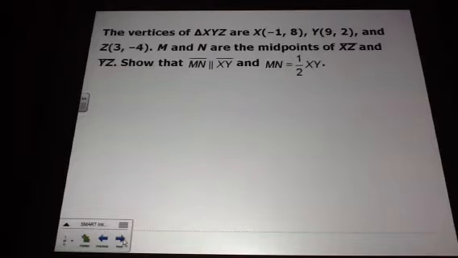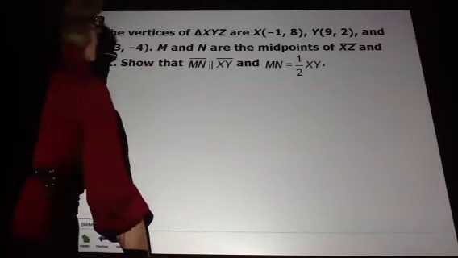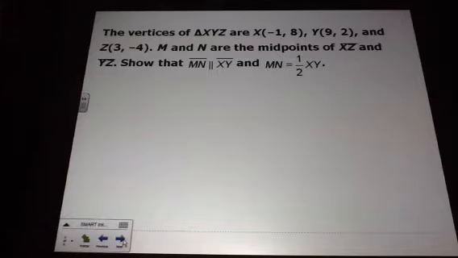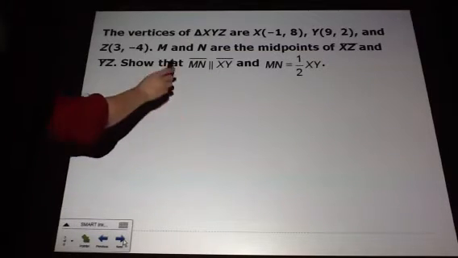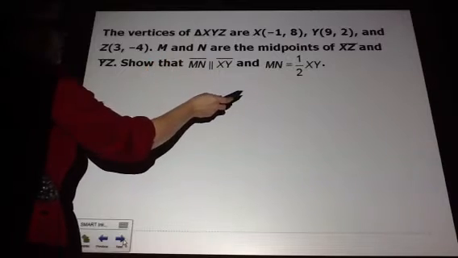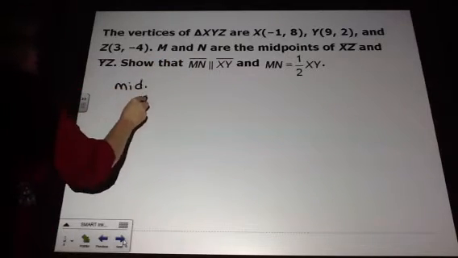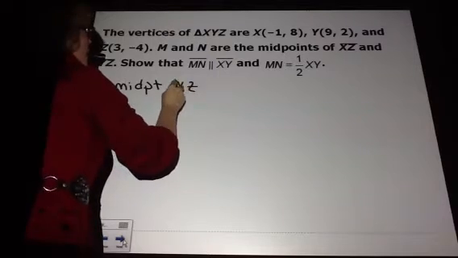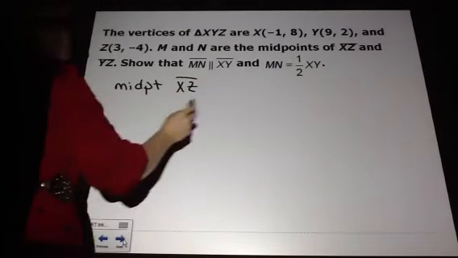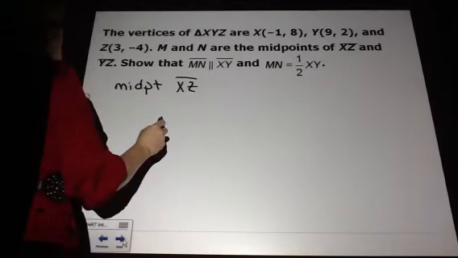The vertices of triangle XYZ are given, and M and N are the midpoints of XZ and YZ. Show that MN is parallel to XY and MN equals half the length of XY. So we've got our XY coordinates. We need to know what our MN coordinates are. What's telling you that M is the midpoint of XZ? So we need to find the midpoint of XZ.